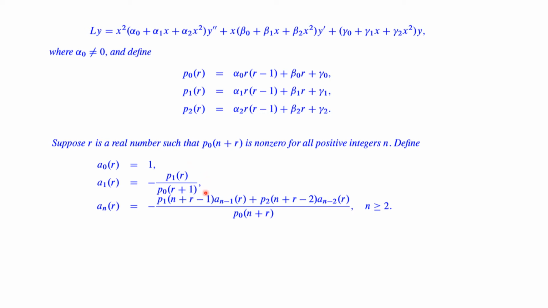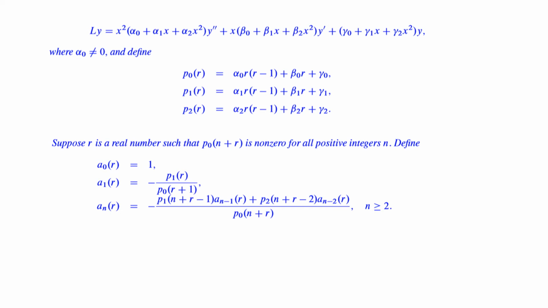A1 of R is going to be this relationship, and you see we had to have this not be 0 because we're dividing by it. And the nth term for n bigger than or equal to 2 is going to be this. You see, this is solving in general for the recursion relationship. Now, you don't have to do it in general. In fact, in the book, Zill doesn't do it that way, but that's the treatment I'm showing you right now.